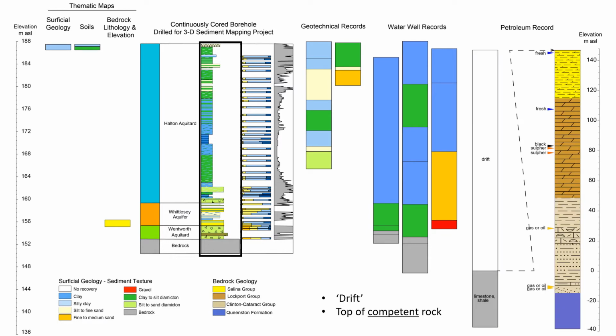And finally, we come to the oil and gas records. These records describe the full quaternary sequence as drift and may miss the upper few meters of fractured or weathered rock, but do contain a wealth of information about rock lithologies.